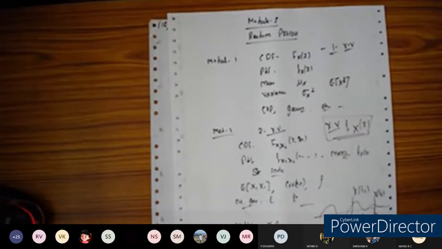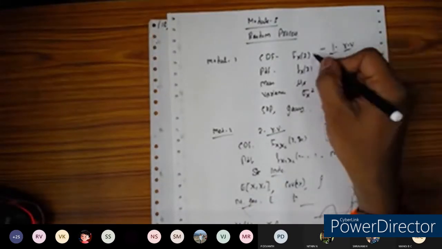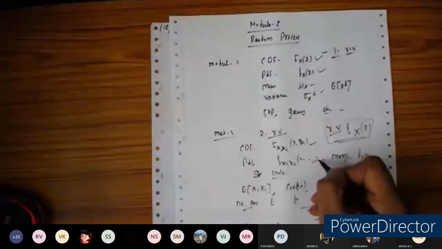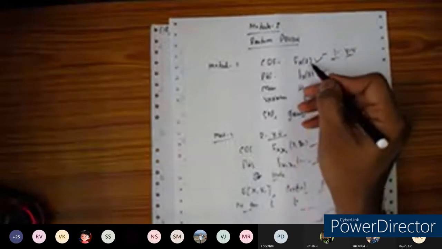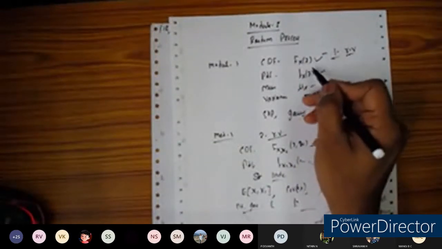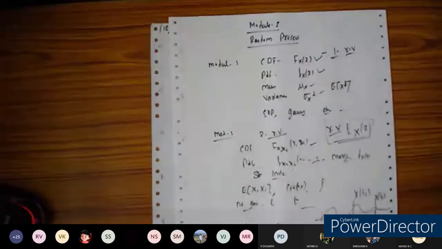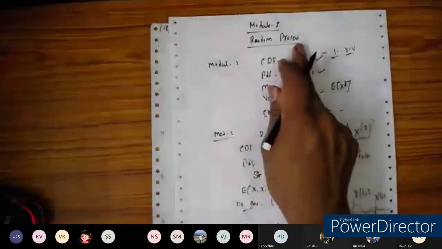Okay, so what are the concepts you have seen? That is the CDF, PDF, mean, variance, and those for two random variables. So this is a function of x only, f_X(x). It's not a function of time t. Now I'm going to redefine the same concepts with respect to the time t. That we are going to see in the random process here.